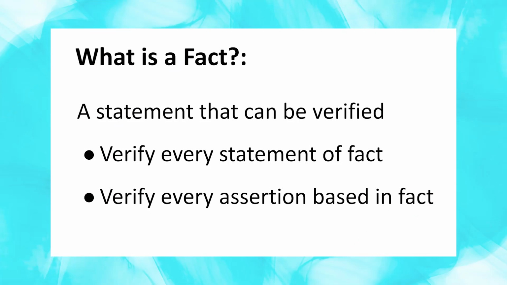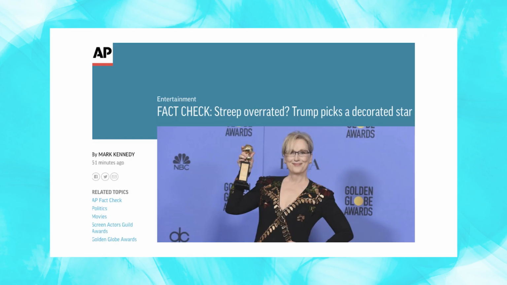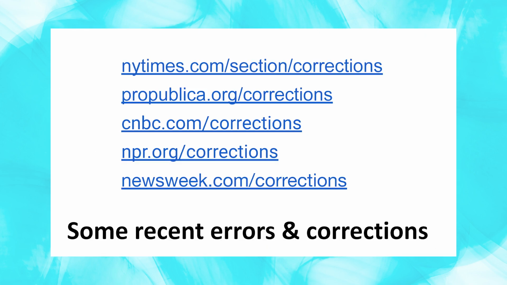Before we discuss fact-checking techniques, let's start with a very basic question. What is a fact? A fact is simply something that is true. It's a statement that can be verified. When fact-checking, you have to verify every statement of fact, verify every assertion based in fact in your article. Here's an example of an opinion which you can't fact-check, even though the AP tried to.